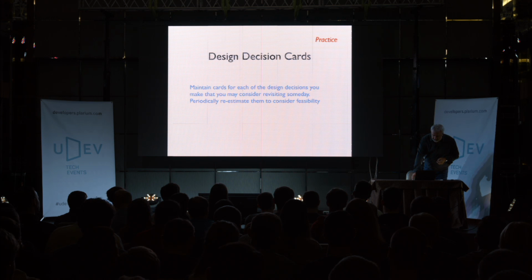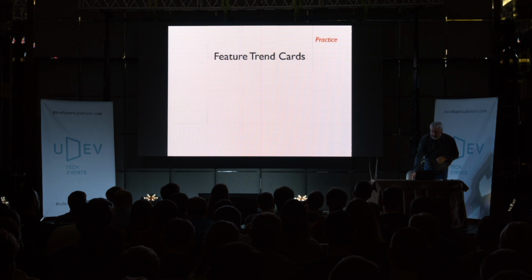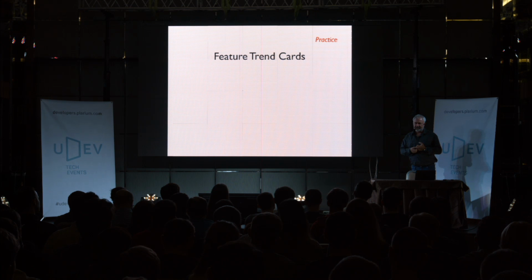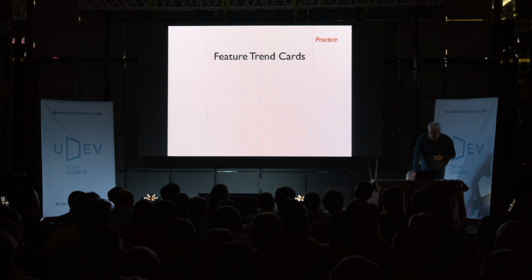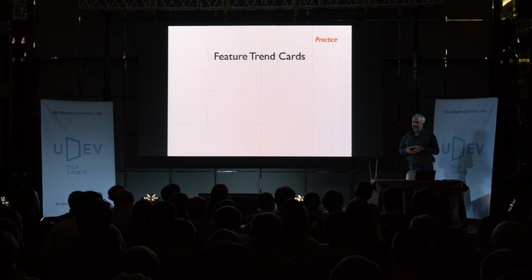Next practice is related. It's something I call feature trend cards. And this is really more of a way of evaluating how bad an area of code happens to be, or how bad it's actually getting over time. This is particularly good for communicating with people outside the team.